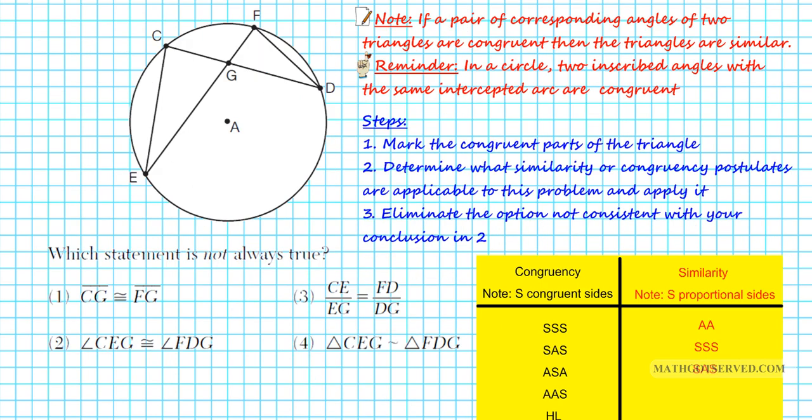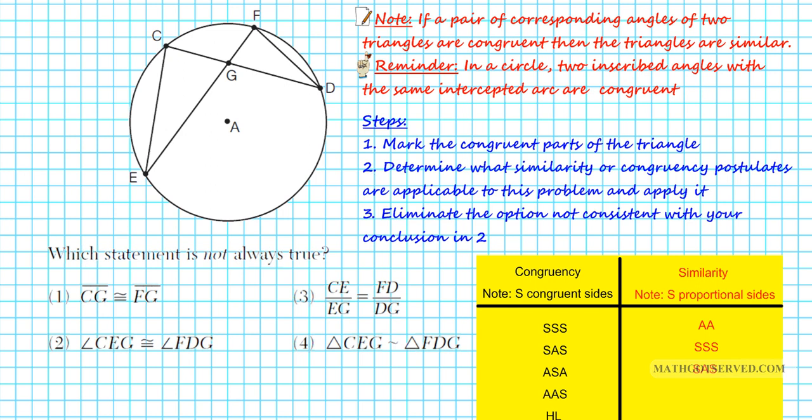All right, so these are the steps we're going to use to solve this problem. First of all, we're going to mark the congruent parts of the 2 triangles we have here based on the situation. Then we're going to determine what similarity or congruency postulates or theorems are applicable to these 2 triangles. And then we are going to eliminate the option that is not consistent with whatever conclusion we came up with in step number 2.